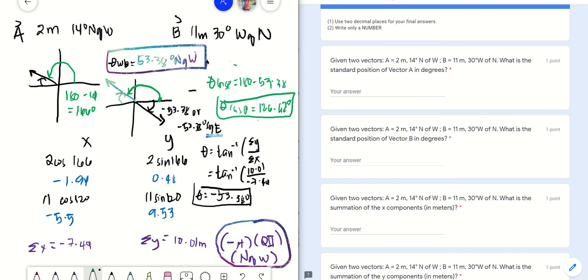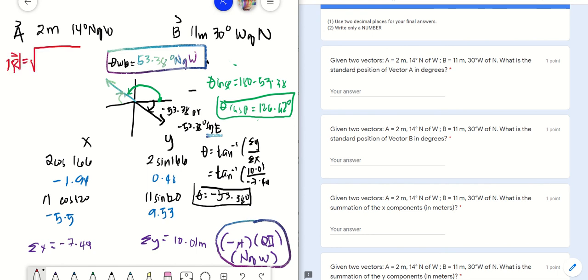The magnitude, we forgot it. Sorry, the magnitude of the resultant vector. Since we're already done anyway, the magnitude of the resultant vector is the square root of negative 7.44 squared plus 10.01 squared. Our space is small. So, the resultant vector is 12.47 meters.